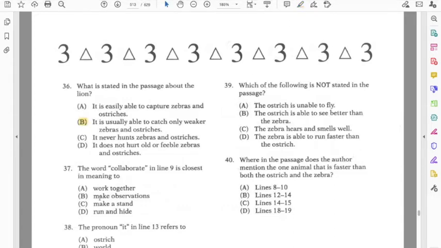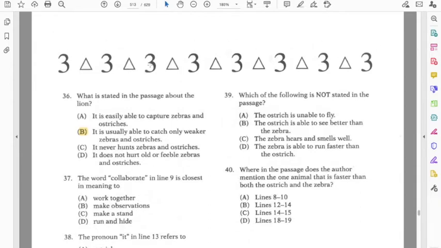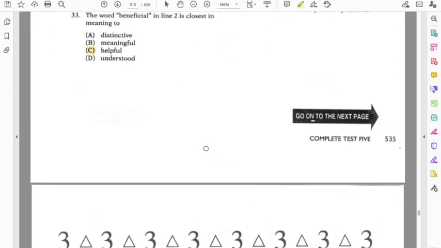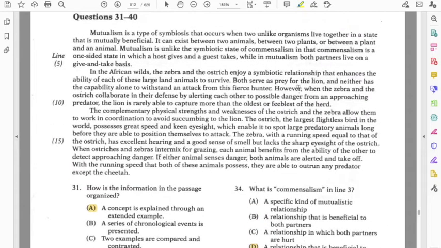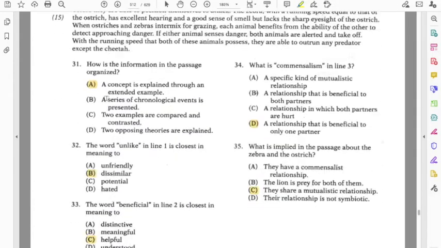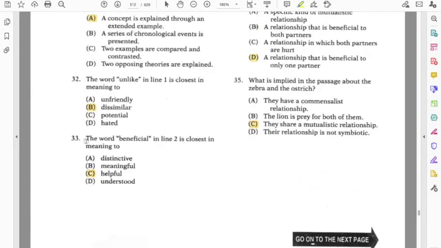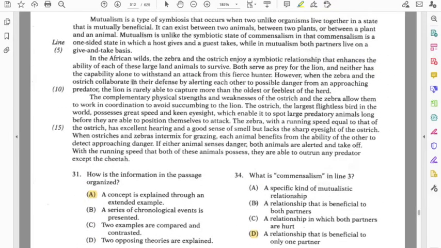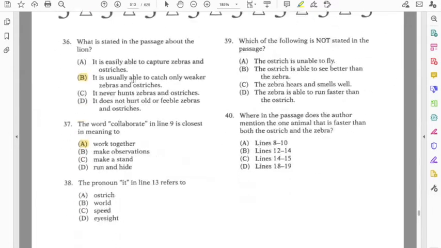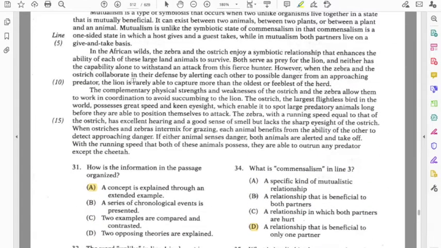Number 37, the word collaborate in line 9 is closest in meaning to, should be work together, and that's just what collaborate means. Line 9: when the zebra and the ostrich collaborate in their defense by alerting. So collaborate is a vocab word. They make observations, that they do, but collaborate means work together. Make a stand? No, they don't do that. Run and hide? Not exactly. But when they collaborate together in their defense by alerting each other to possible danger from an approaching predator. So B is definitely related, but collaborate means to work together.